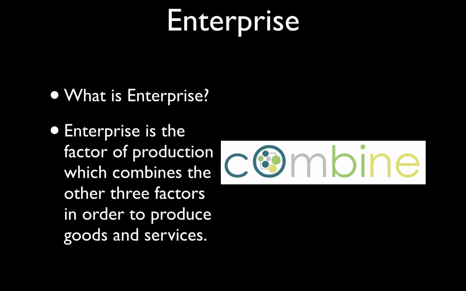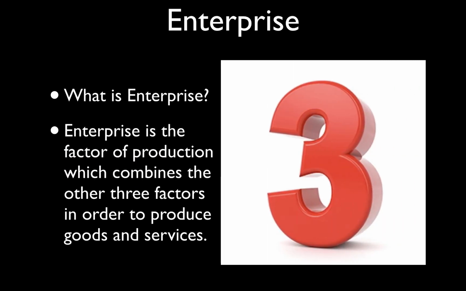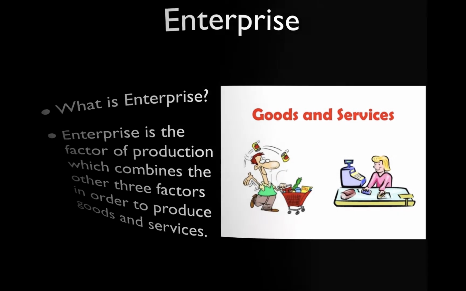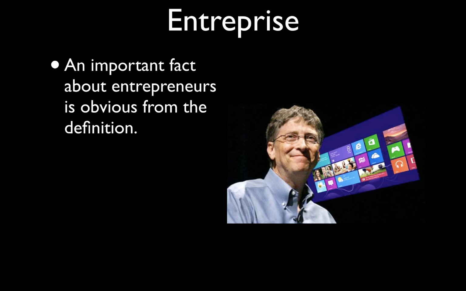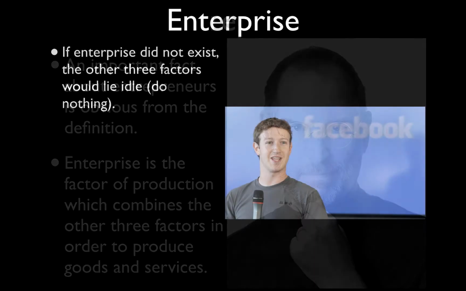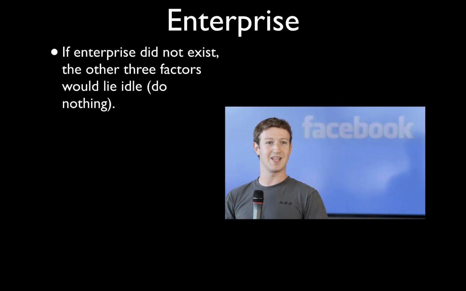So enterprise is the factor of production which combines the other three factors in order to produce goods and services. And for the visual learner, it's enterprise, a factor of production which combines the other three factors of production in order to produce goods and services. That's what enterprise is. Now, an important fact about entrepreneurs should be present from the definition. And again, this is just the definition, there's no need to overly worry about this. The thing about enterprise is that it combines the other three factors in order to produce goods and services. So if enterprise did not exist, the other factors of production would lie idle.